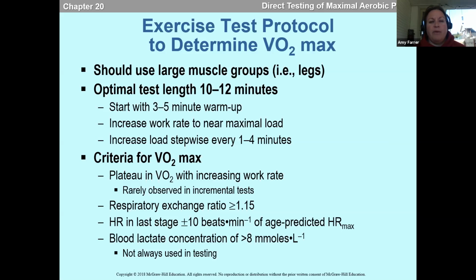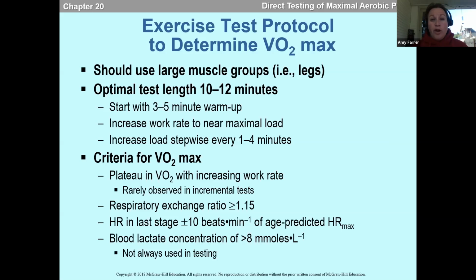We're going to have a 3 to 5 minute warm up. We're going to load stepwise, every 1 to 4 minutes, increasing until we hit maximal load. We're doing that 1 to 4 minutes because we've got to hit steady state everywhere.